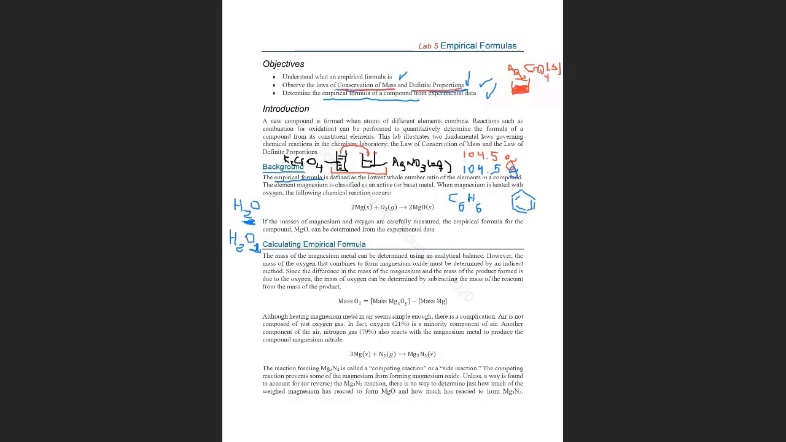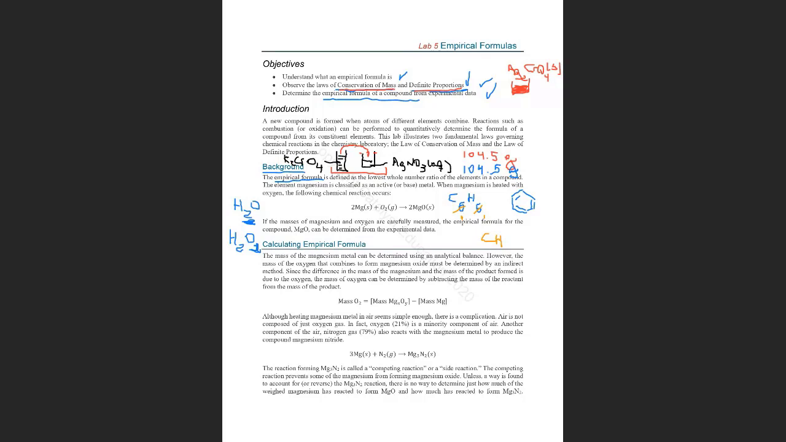But is this an empirical formula? No, because the empirical formula says the lowest whole number ratio, which means that I can actually divide both by 6, and I have carbon 1, hydrogen 1. So the empirical formula is the minimum relationship, the lowest whole number ratio of the elements in the compound. In this case, carbon and hydrogen. This is the difference.